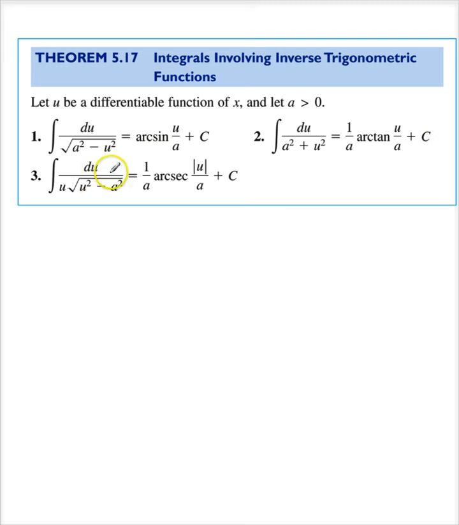And finally, the integral of du divided by u times the square root of u squared minus a squared. This is 1 over a arcsecant of the absolute value of u divided by a plus c. Now a couple of things. We're going to let a equal positive. Now, if I had a negative in here, I would just factor it out. We're not going to work with the solutions where you have the inverse cosine, inverse cotangent, inverse cosecant.